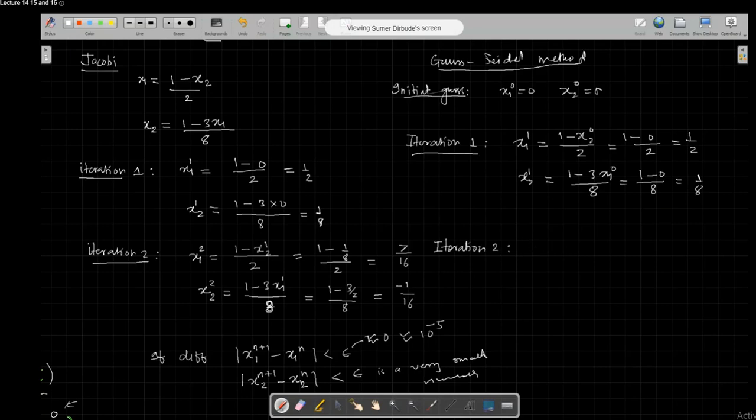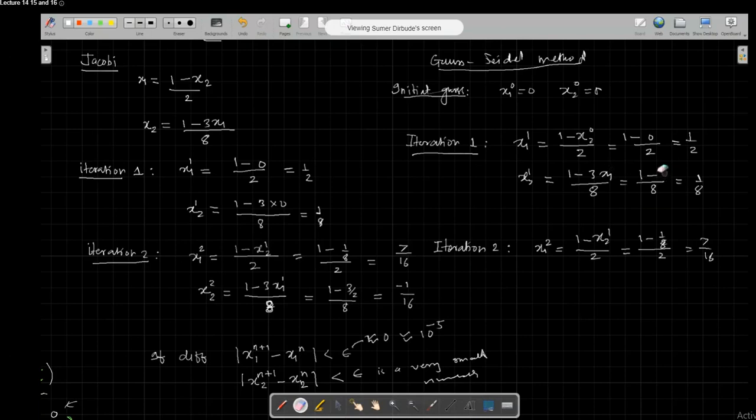Iteration second, x1 2 will be equals to 1 minus x2 1 divided by 2, which will be equals to 1 minus 1 by 8, divided by 2. Again, it is looking like the same. Then, is it correct? Yeah, it is not correct. Why is this looking the same?